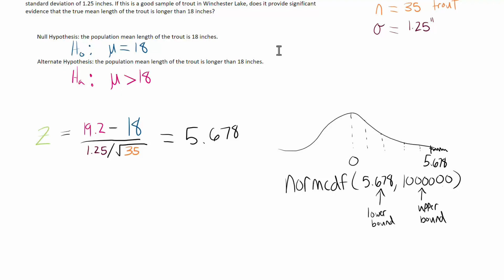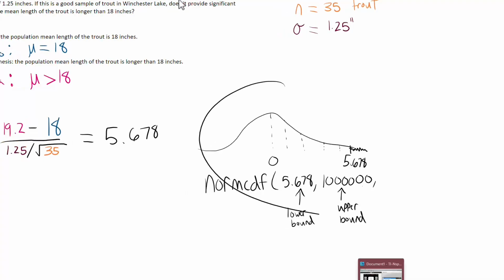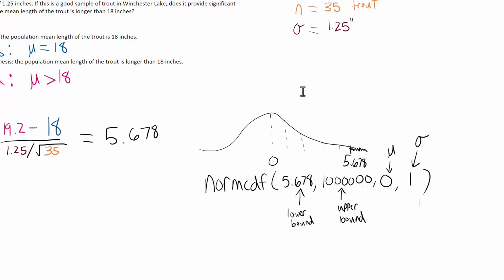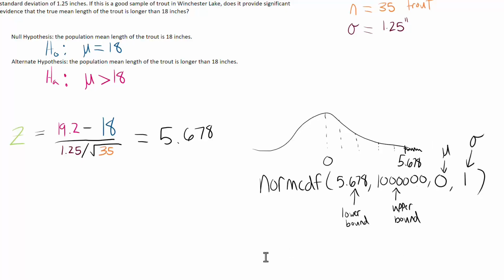In some calculators, you will also be required to enter the population mean and standard deviation. And if we've converted to the normal distribution, which is what we did when we got a z-test statistic, we are going to have a mean of 0 and a standard deviation of 1. If you need to type that in, for many calculators, you don't actually need to type that. It will assume those values if you don't type those in.